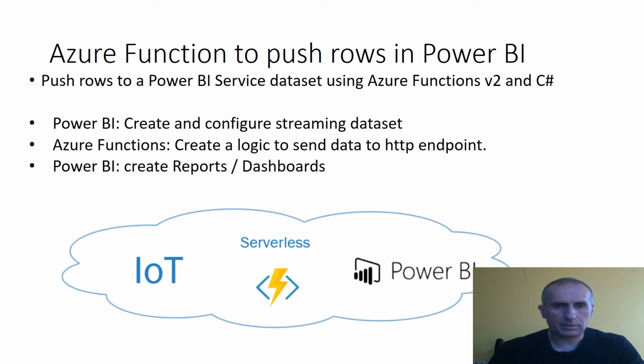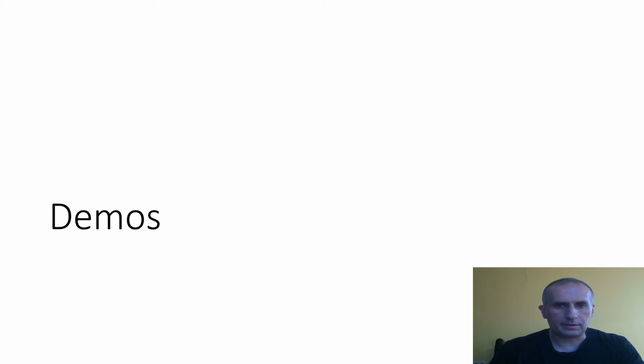One of the most popular options to push data in Power BI streaming datasets is to use Azure Functions. It is possible to apply this approach for almost all scenarios and almost all data sources. That's the reason to say that this approach is really very popular, and you can use it in all scenarios. Let's now see several demos.